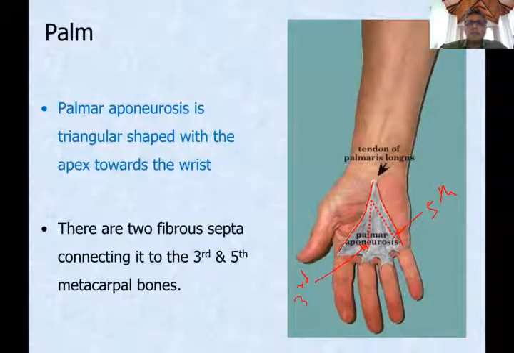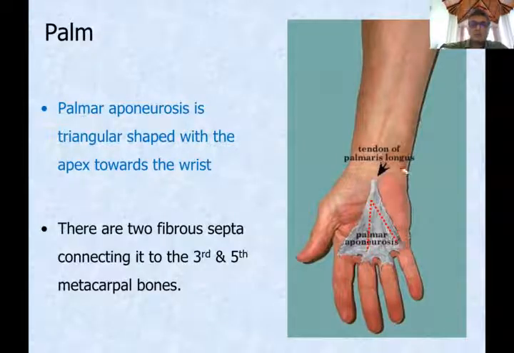Now, the fibrous septum originating from the lateral border of the palmar aponeurosis is called the lateral septum, because this is the lateral side and this is the medial side. Okay, so if you look at this, you can see that it runs at an angle, obliquely, to get attached to the third metacarpal bone. Then you get the medial septum getting attached to the fifth metacarpal bone, and these two septa divide the palm into three spaces.